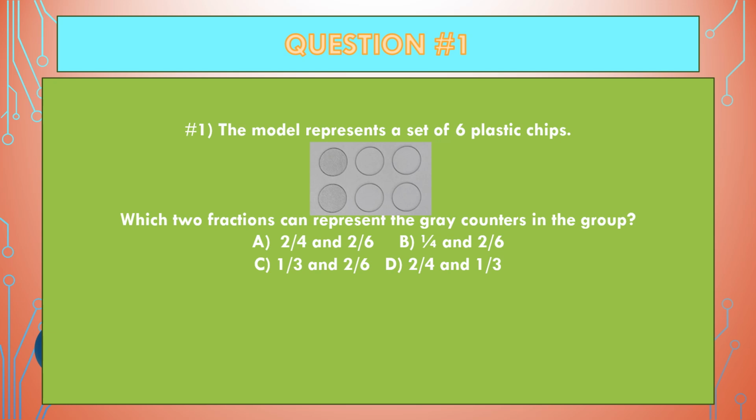Let's take a look at question number 1. Question number 1 says the model represents a set of 6 plastic cups. Which two fractions can represent the gray counters in the group? So there are two fractions that can represent these gray counters. Answer choice A says 2/4 and 2/6. Answer choice B says 1/4 and 2/6. Answer choice C says 1/3 and 2/6. And answer choice D says 2/4 and 1/3.